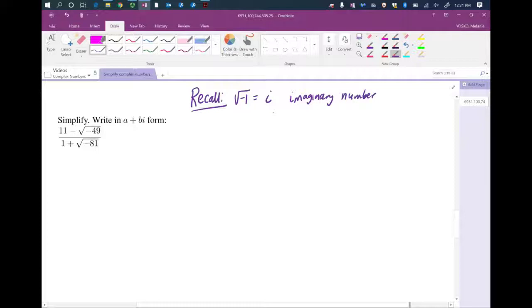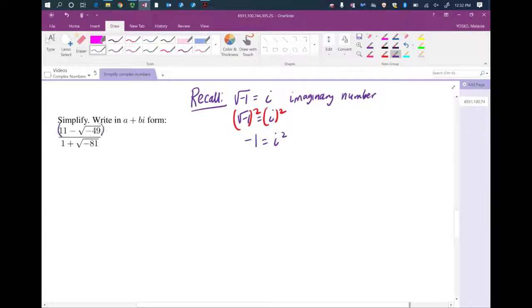We also know what i squared is. So let's back up. If we take the square root of negative 1, which is equal to i, and then we square both sides, well, square root of negative 1 squared, when you have a square root and a squared, they cancel each other out because they're inverse processes. So we get negative 1 equals i squared. So we have two important properties we're going to use over and over and over again. They're going to help us clean this up.